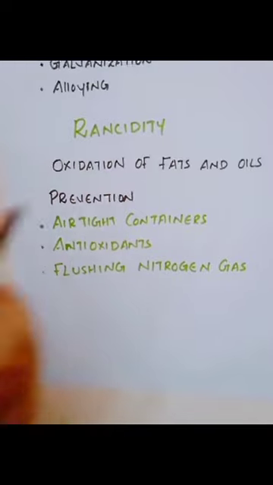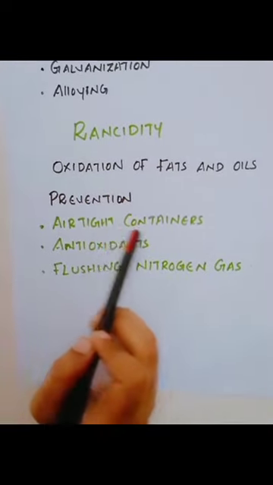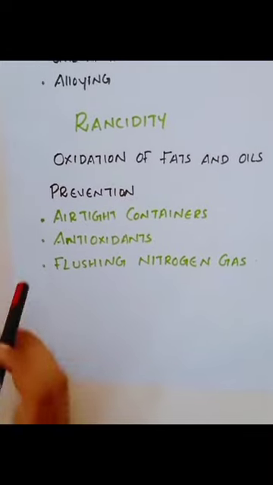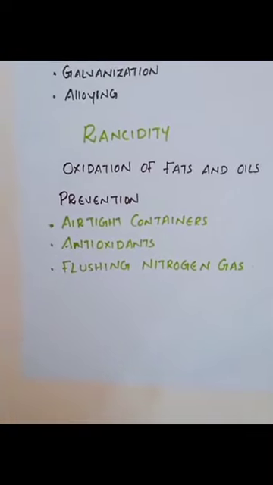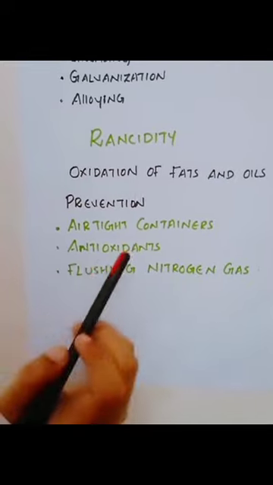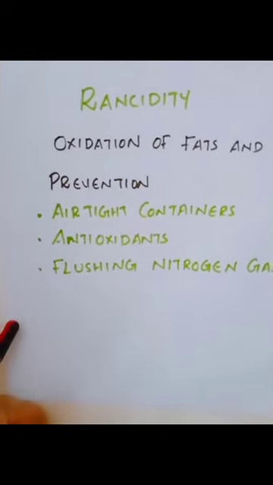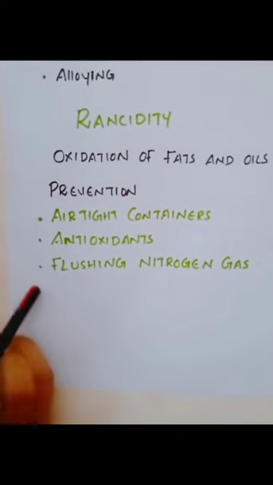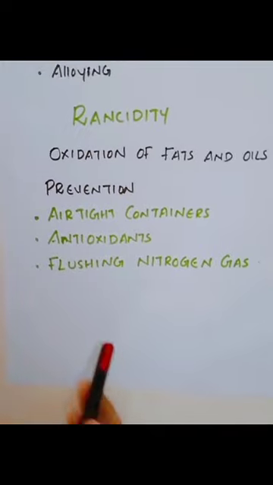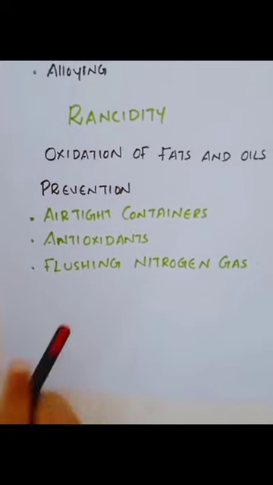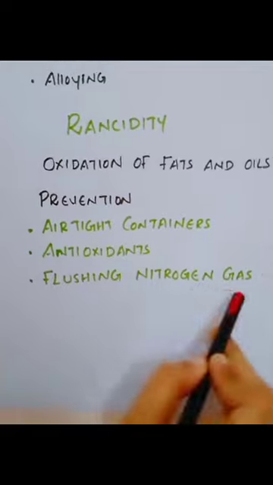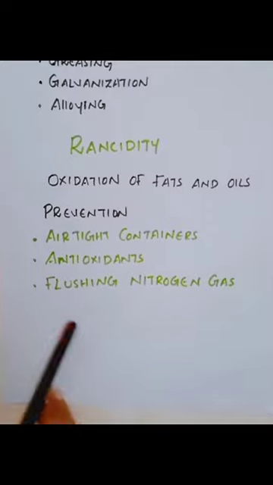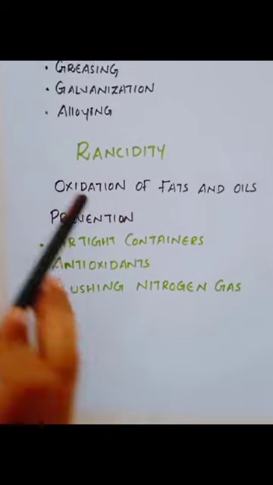We can prevent rancidity by keeping the food items in airtight containers. That will help to prevent oxidation. Also, in many packed food items, you have seen that antioxidants are added. Antioxidants will slow down the process of rancidity. And in packed food items such as chips, the packet will be flushed with nitrogen gas. The nitrogen gas will also help to prevent rancidity.